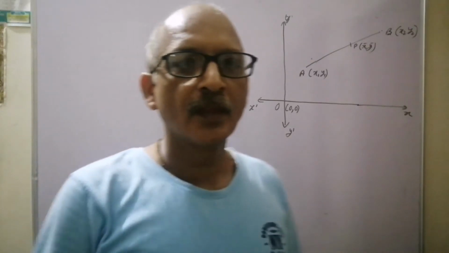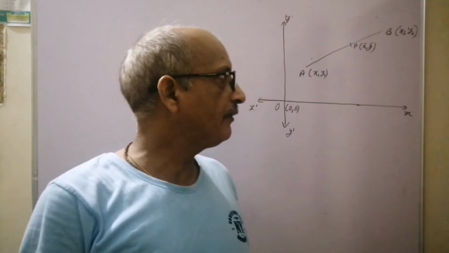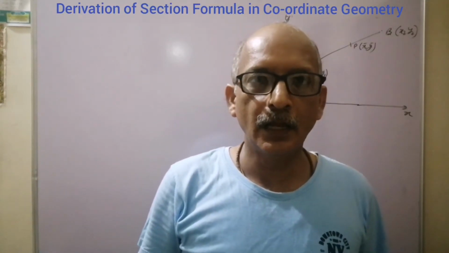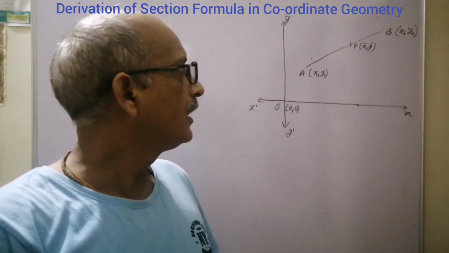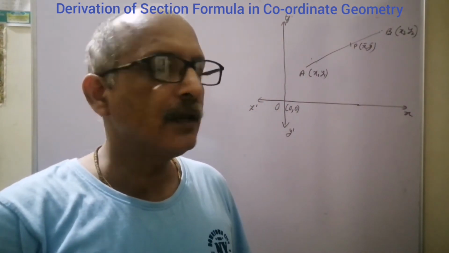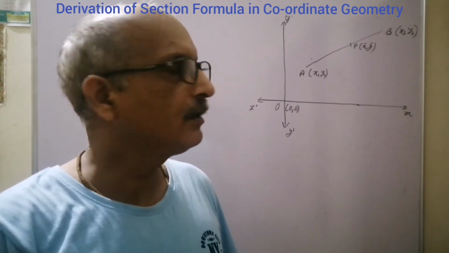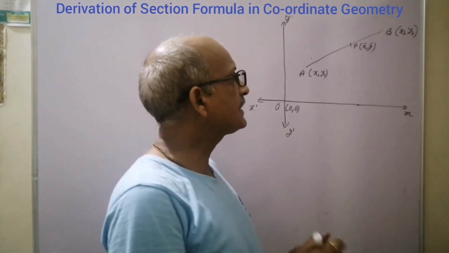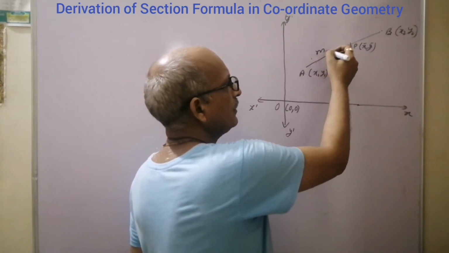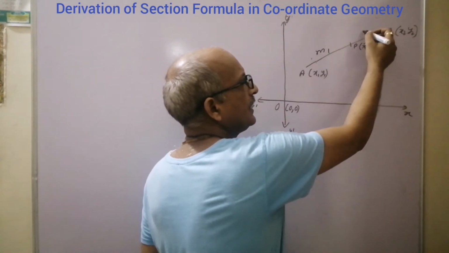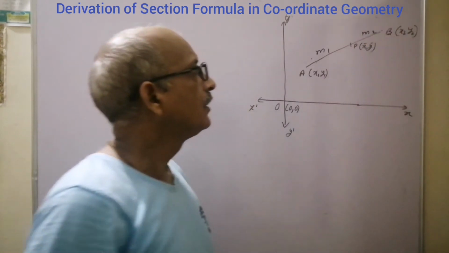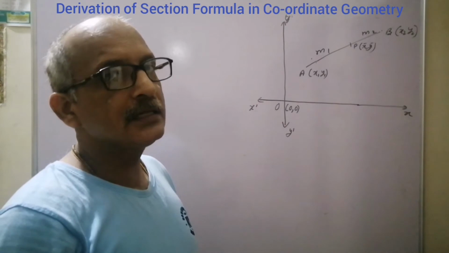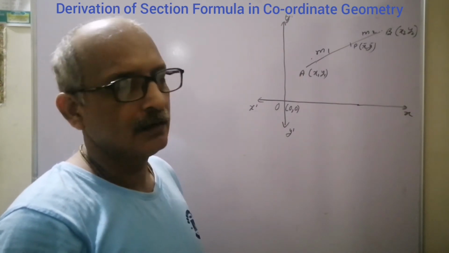Namaskar students. In this video we will find the relation between the coordinates of A and coordinates of B with respect to a dividing point, that is P, coordinates of P. If it is given that distance AP is M1 and BP is M2, then what is the ratio in which the line segment AB is divided by the point P?